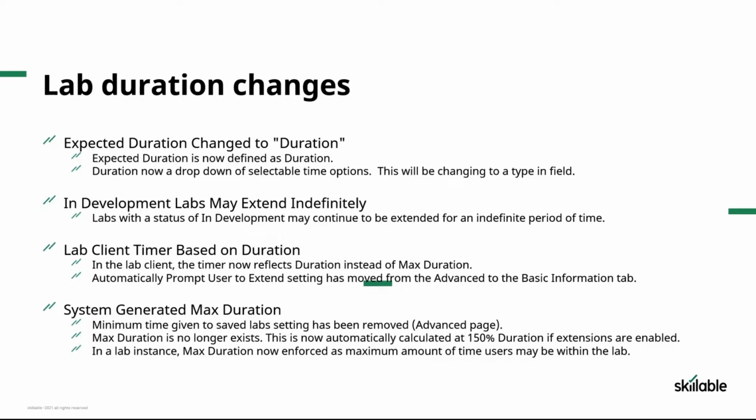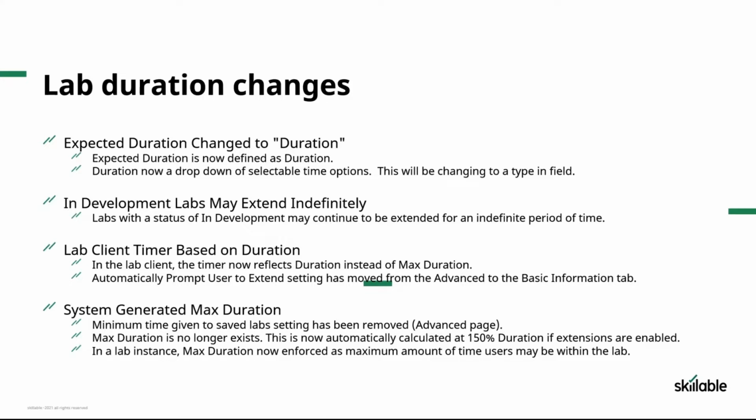The other thing which has been tidied up as part of this is the lab client. So actually the timer the learner sees, or the user sees at the top right hand corner, is actually the time that's in the duration field. That's the piece of time that they will actually see. That will be the time that will count down.